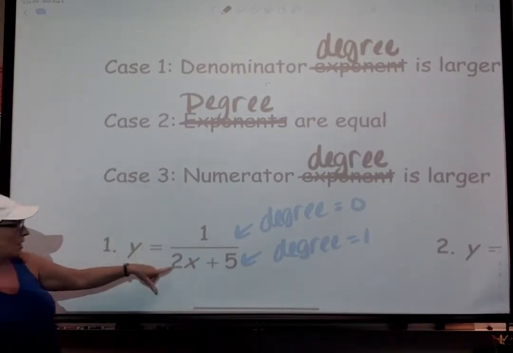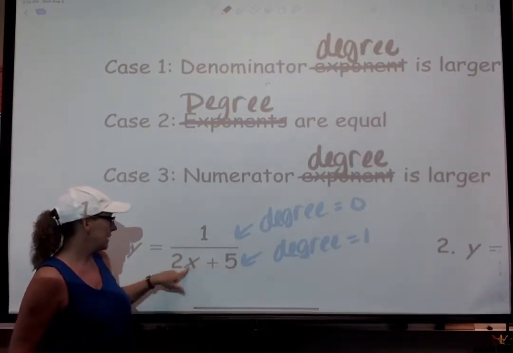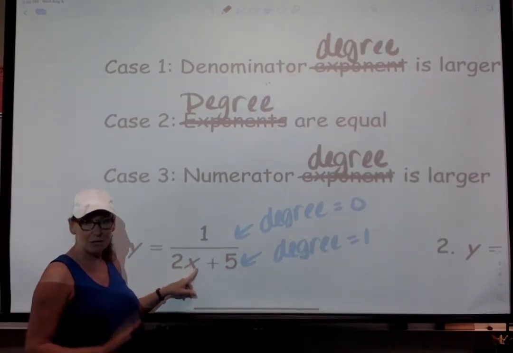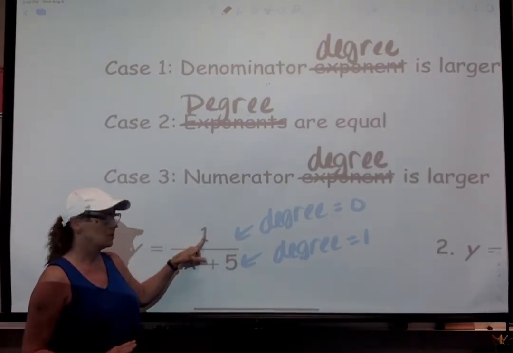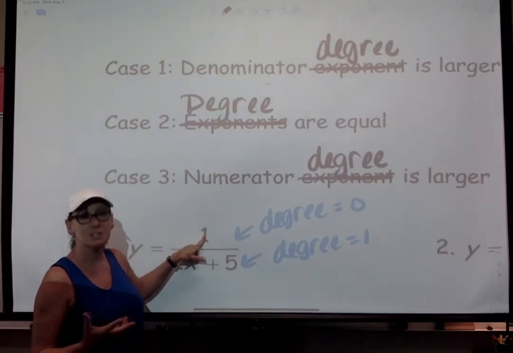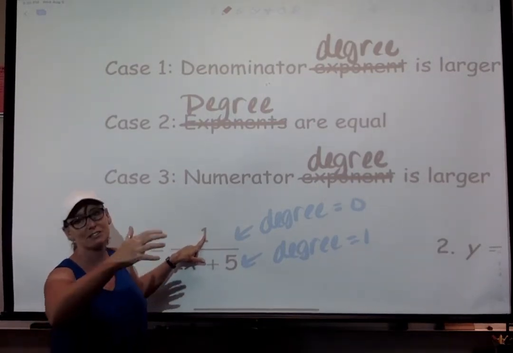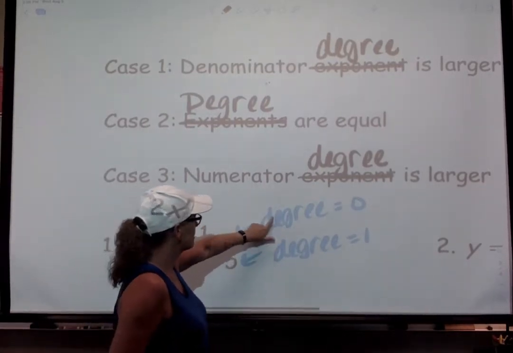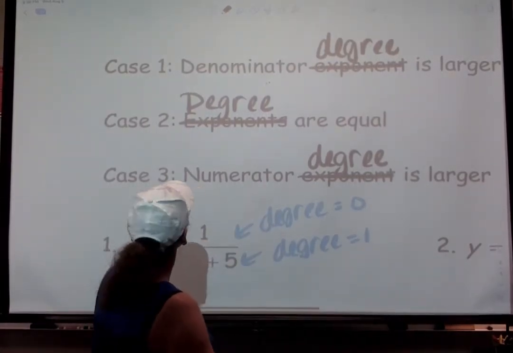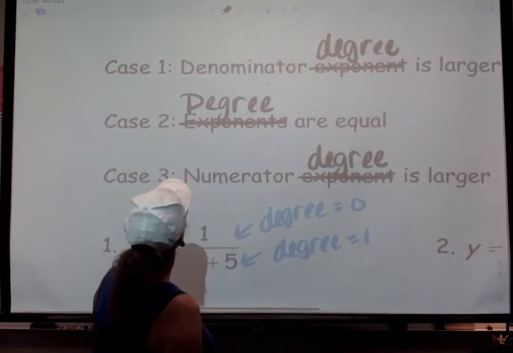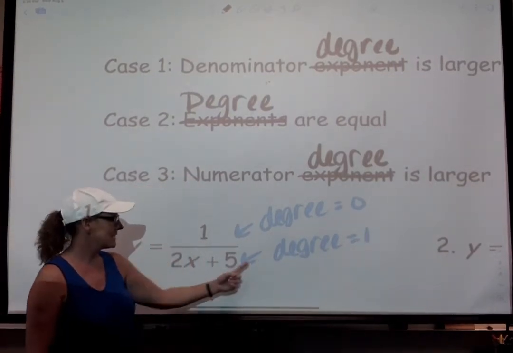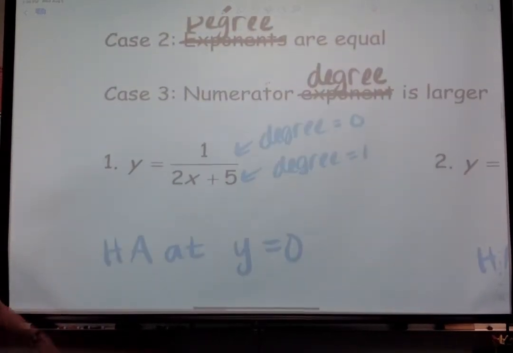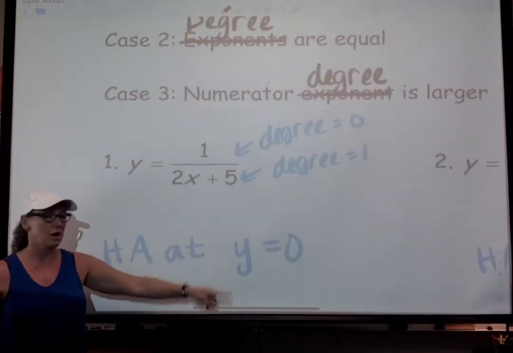Number 1, the degree of the denominator is 1. I'm going to start here because I think that's easy for you all to see. The degree of the denominator is 1. What's the degree of the numerator? Well, there is no x there. Or if there were, it would have to be x to the 0. So its degree is 0. So you can see that this falls in case number 1. My denominator degree is bigger. Answer, I've got a horizontal asymptote at y equals 0.